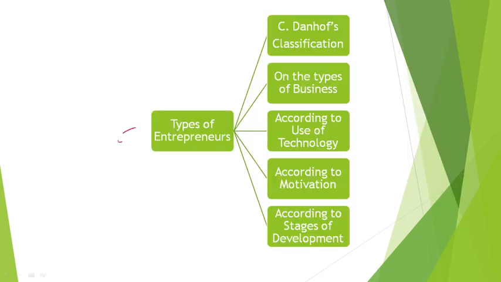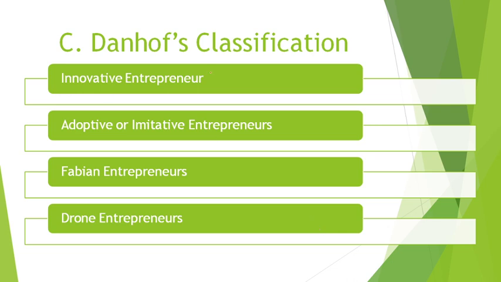Now, types of entrepreneurs. There are various classifications. See the Hobbes classification on the types of business according to use of technology, according to motivation, according to stages of development. Let us see the innovative entrepreneur, who creates something new, a new product, new service, or new form of organization of doing business. So he or she is called an innovative entrepreneur.